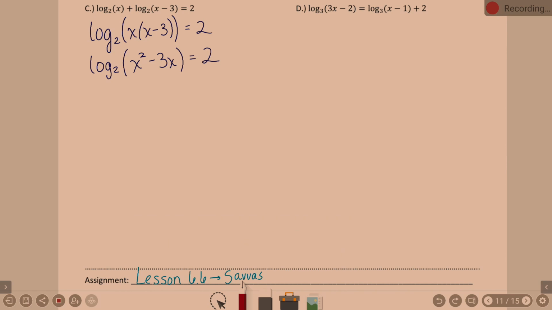Well, we're down to one log. We have a log equal to a number. But I'm trying to solve for x, and x is inside the log. How do I get x out of the log?